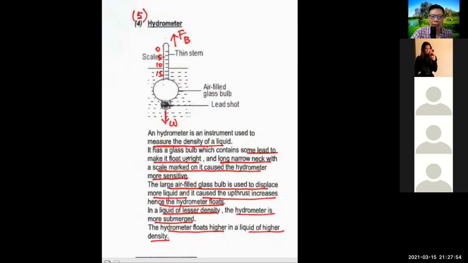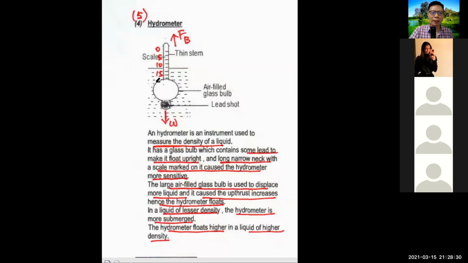to make it float upright, because with the bottom heavy, it won't topple, it will always stand up. And a long narrow tube with a scale marked on it. This one must be long and narrow. Highlight: the tube must be small and very long, so the hydrometer will be more sensitive and can detect very small density differences.